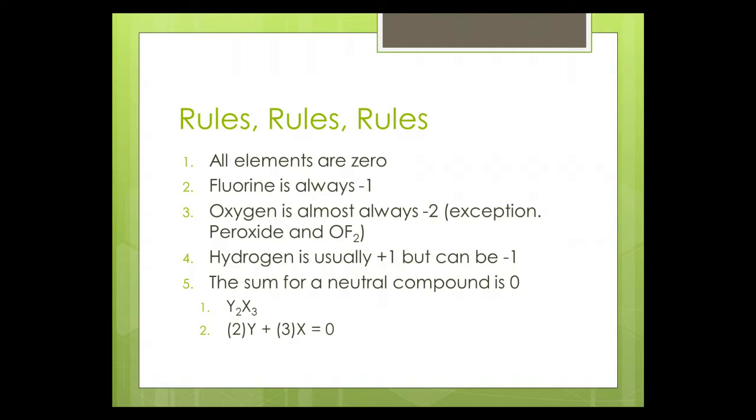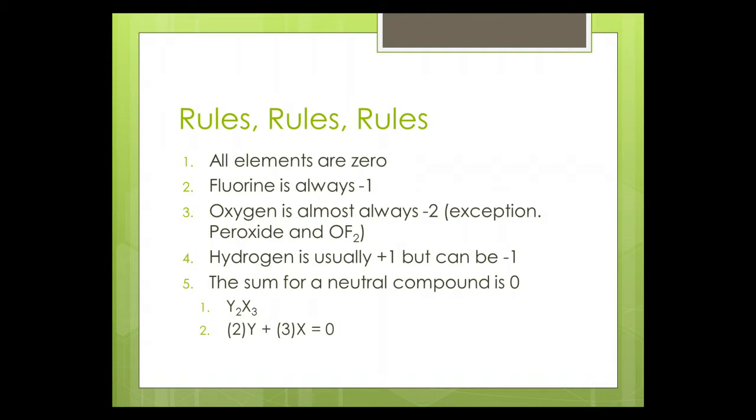It has two exceptions. One is in peroxide, where oxygen is -1, and in OF2, since fluorine has to be -1, oxygen is actually +2. You can imagine that's a very reactive chemical. Hydrogen is usually +1, but it can be -1. You know it's -1 if it says hydride instead of hydrogen or hydro.